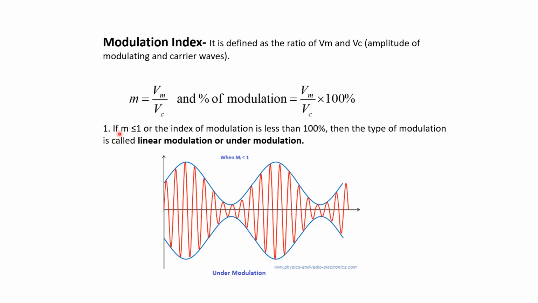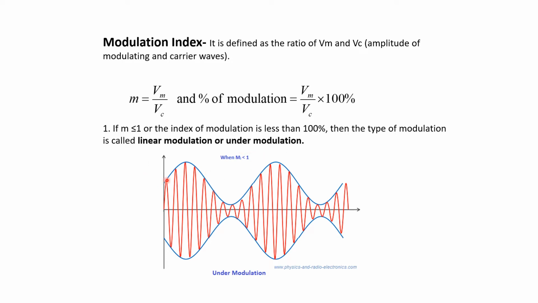The first case is if the index of modulation is less than or equal to 1. Suppose we consider the case when m is smaller than 1. It is quite obvious that if Vm, that is the amplitude of the modulating wave, is less than the amplitude of the carrier wave, then the value of m will be less than 1. So if this is the case, that is if m is less than 1, then this is called linear modulation or under modulation.